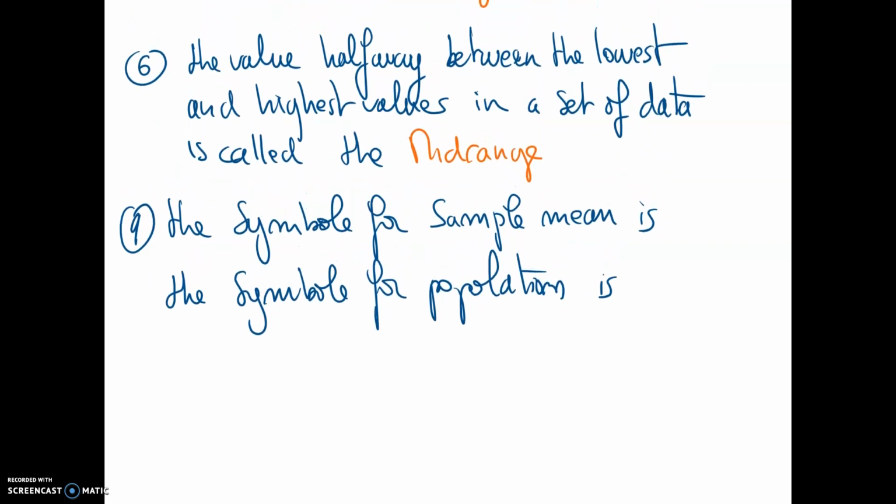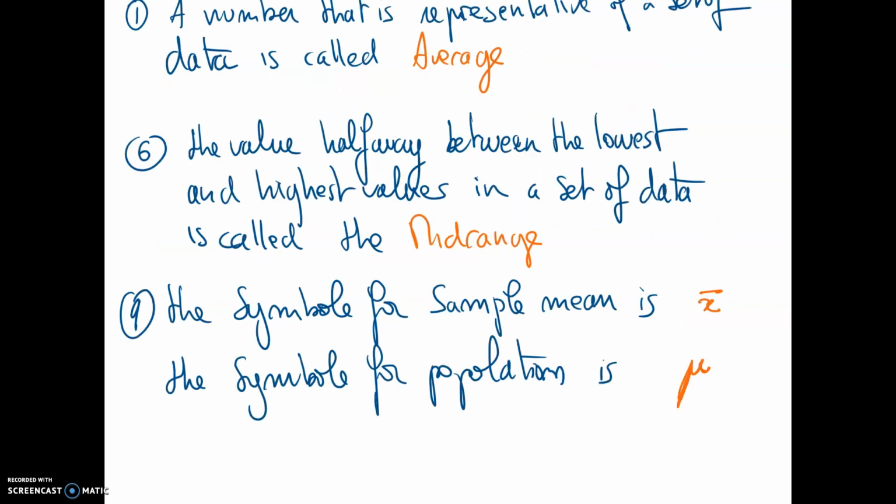On problem number 9, the symbol for the sample mean is x with a bar on top, and the symbol for the population mean is mu. It's a mu, like micro, but the letter is called mu.